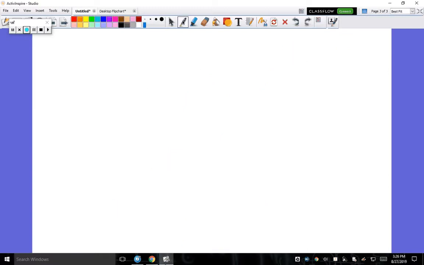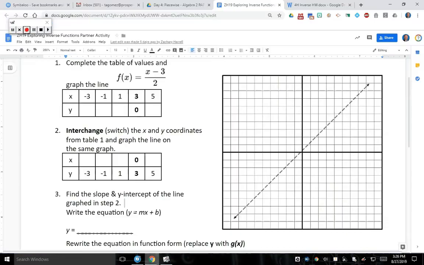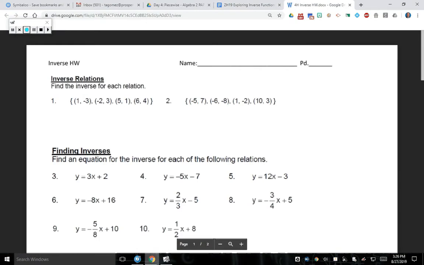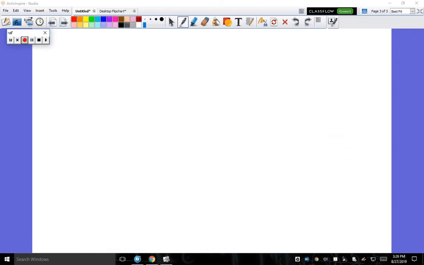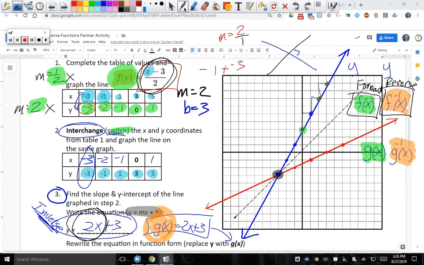All right, here we go. What I want you to do now is go to the graph right here, and we're going to answer this question. The question is, number 4. What do you notice about the graph? Here's what you're going to say. The graphs reflect across the line y equals x. The graphs will reflect across, like a mirror image, across the line y equals x.